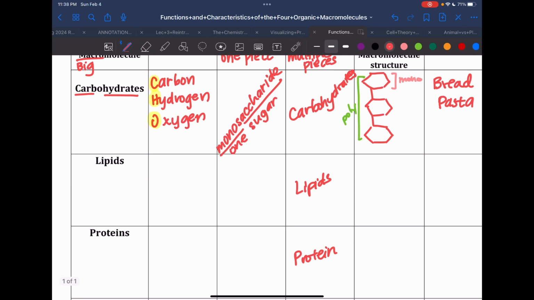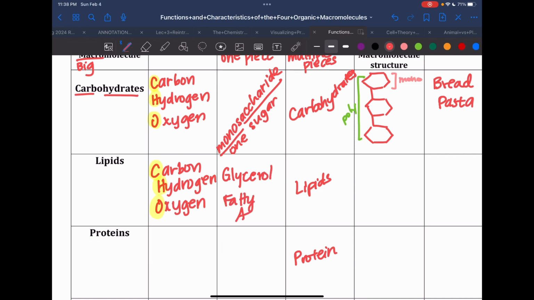Next one, we have lipids. So the elements are the same, and what really distinguishes them from each other is going to be the structure. We'll get to that later. So same thing, it's still CHO, right? This one is kind of weird because it doesn't actually have a monomer. But the video gives us glycerol and fatty acids, right? So for our purposes, we'll go with that. But technically, in biology, they don't really have a monomer.